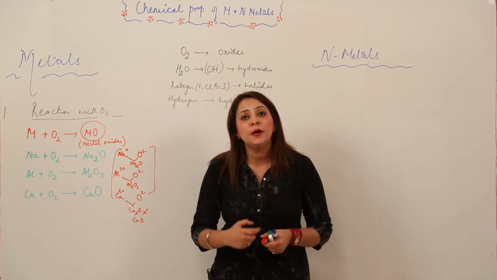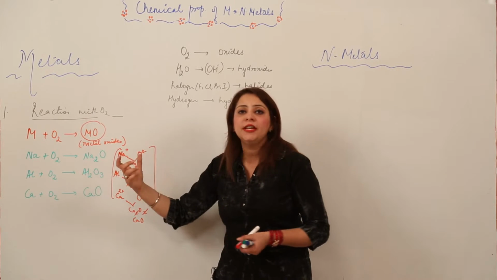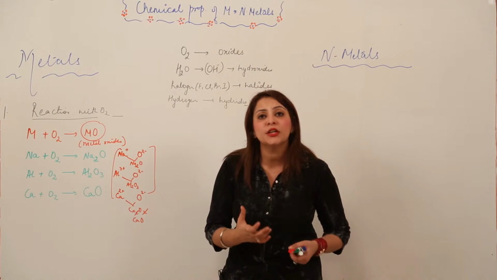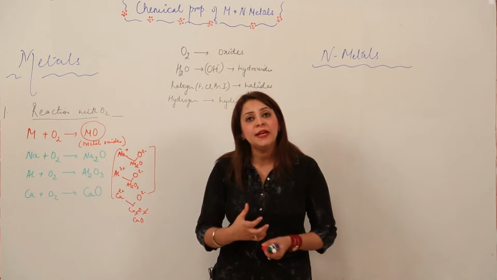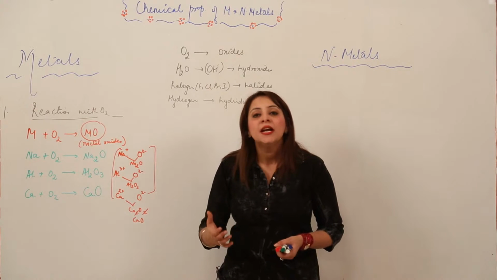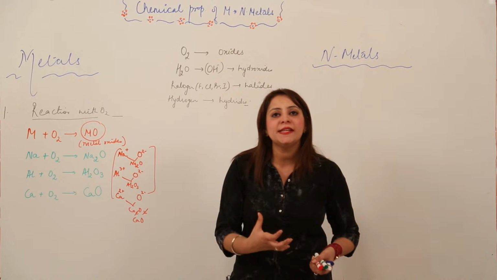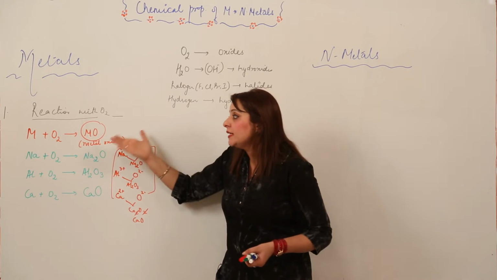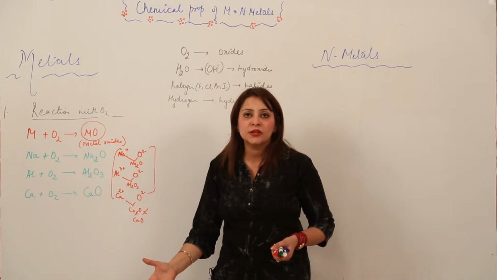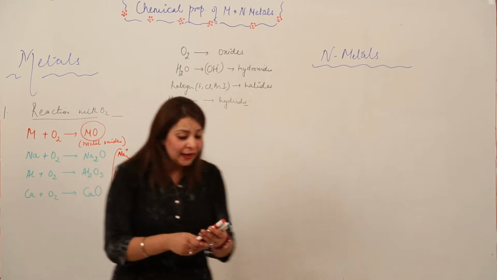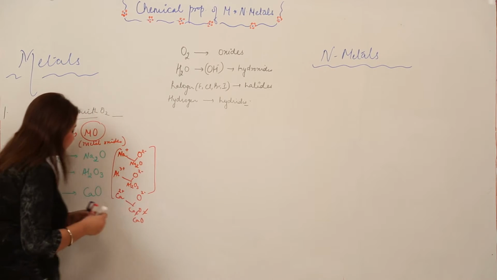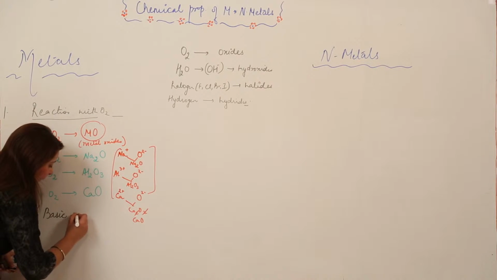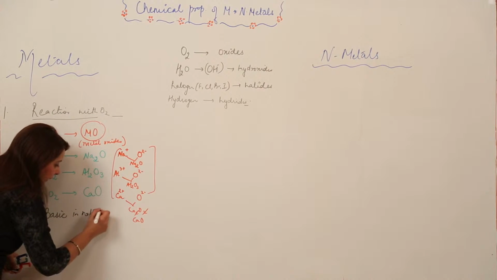Now, when I talk about the nature of the metal oxide, as you know, every chemical substance has a certain nature. Either it is acidic, or it is basic, or it is neutral, or we have the amphoteric one, right? So in this case, what is the nature of the metal oxide? See, most of the metal oxides are basic in nature.